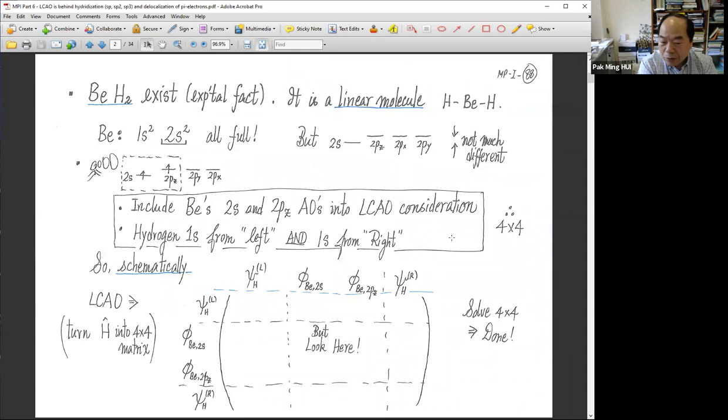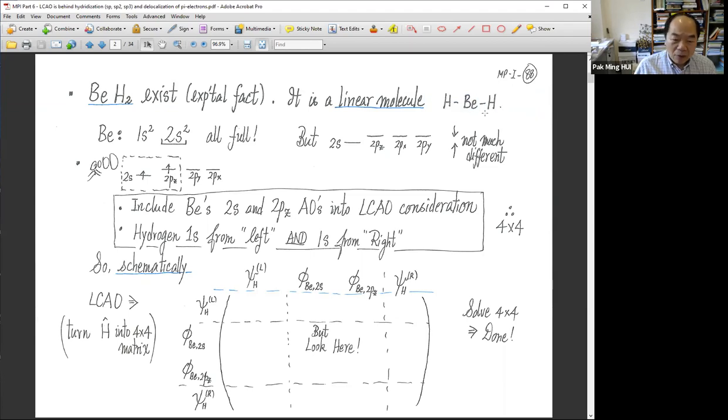It is better to do it schematically within a simple example. The simplest example I can imagine is this beryllium dihydride, BeH2. And the chemist told us that it is linear, so I don't need to do all the angles. So I take this as a fact. It's linear, so the beryllium will be in the middle, hydrogen on the left, hydrogen on the right.